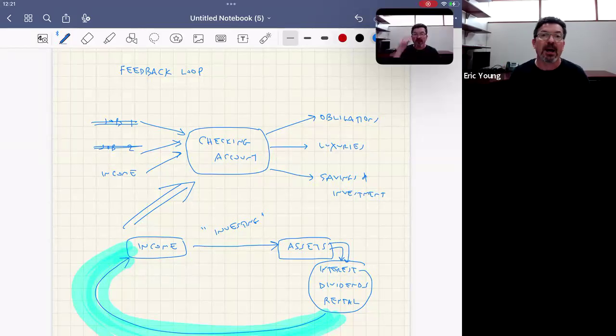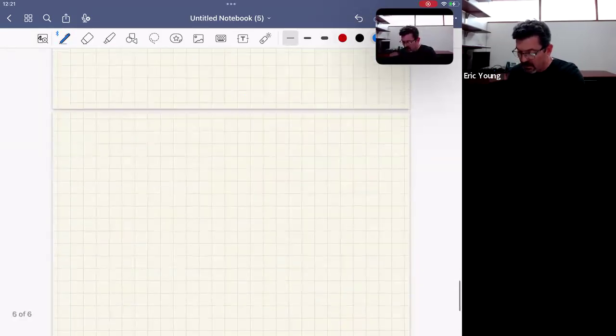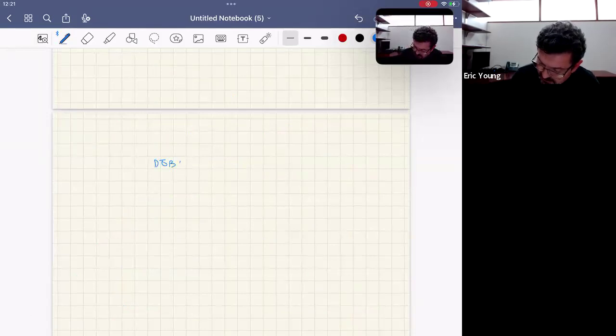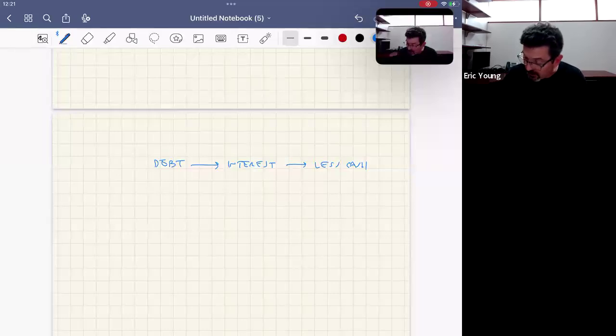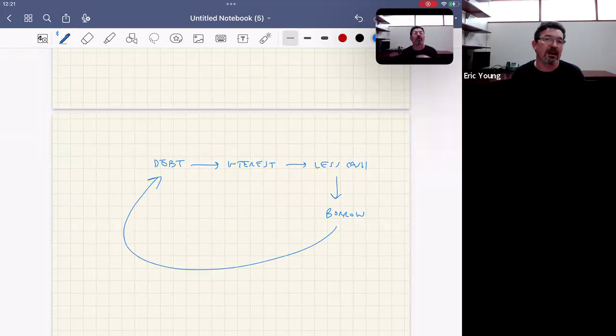We can also have negative feedback loops too. Like debt is a real nasty feedback loop because let's talk about the debt feedback loop. If you have debt, then you have to pay interest. And the more interest you pay, the less cash you have. And the less cash you have, if you're not careful, the more you have to borrow. And right now, there should be some red flags flashing here, because the more you have to borrow, the more debt you take on. And then the more interest you have to pay.